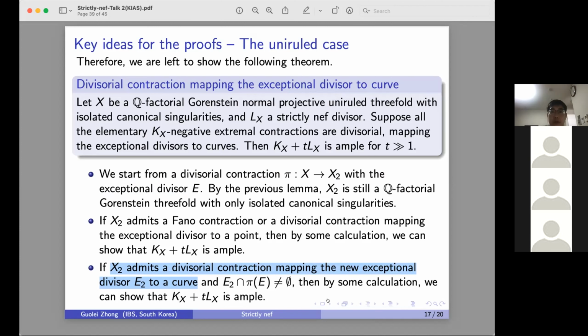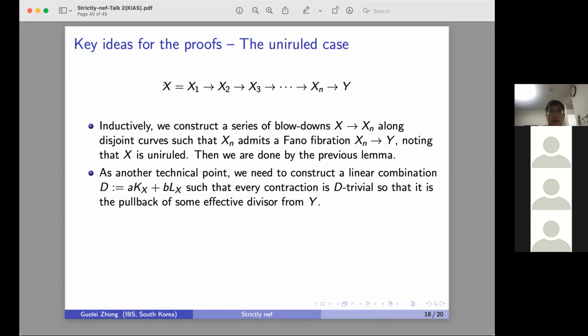So finally, we construct a series of blowdowns from X to X2, X3, to Xn. Inductively, we construct a series of blowdowns along disjoint curves. In every step, it is a divisorial contraction mapping the exceptional divisor E to a curve, and we may assume this curve has no intersection with the previous exceptional divisors. Then finally, since our X is uniruled, our Xn admits a fiber contraction to Y. If Y is a curve, then it will be easy. So we may assume Y is a surface. Then we are done by the previous conic bundle lemma.